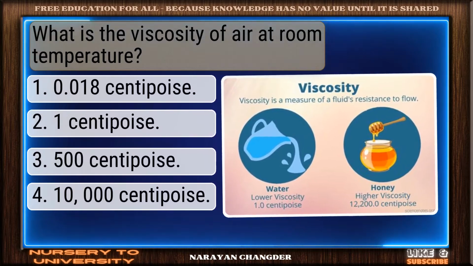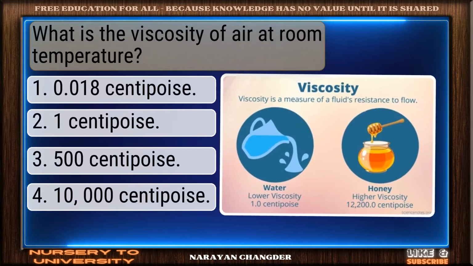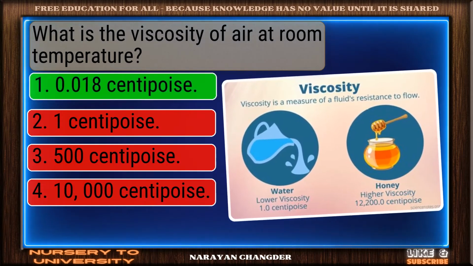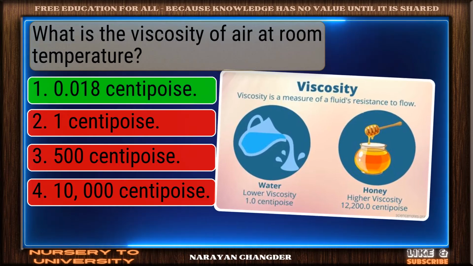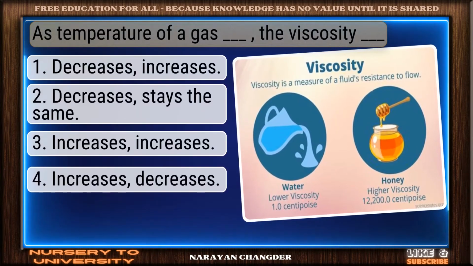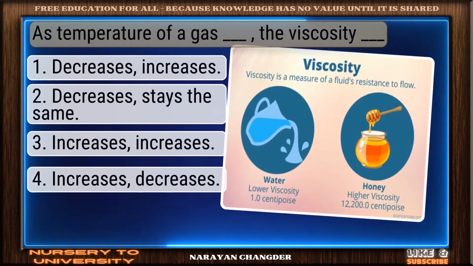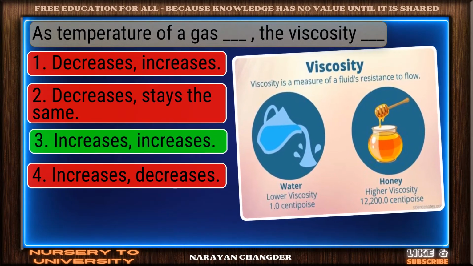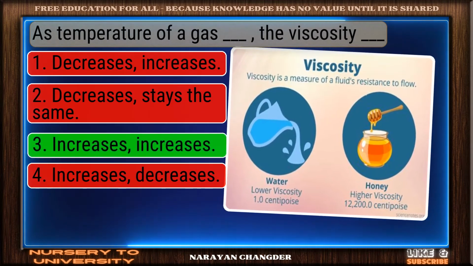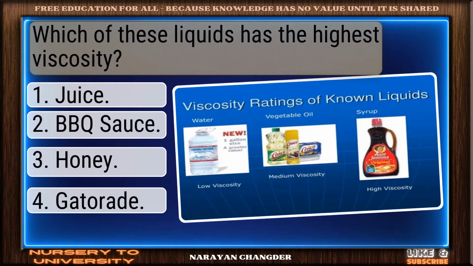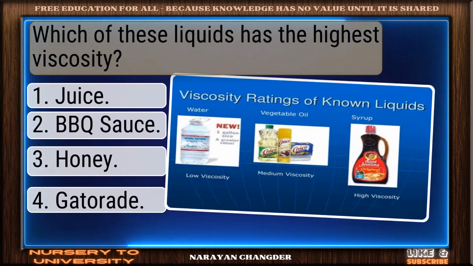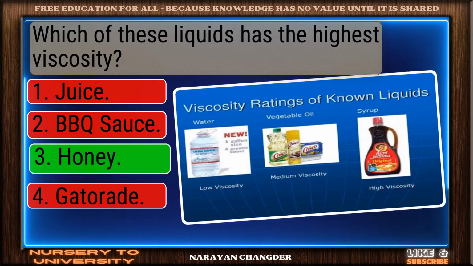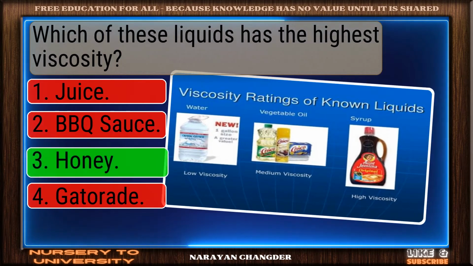What is the viscosity of air at room temperature? Nicely done. 0.018 centipoise is a solid answer. As temperature of a gas dash, the viscosity dash. Well reasoned. Increases is the correct choice. Which of these liquids has the highest viscosity? Right choice. Honey is the best answer.